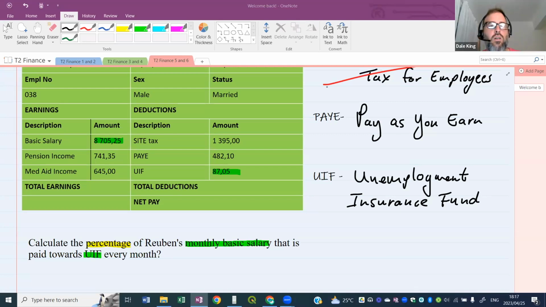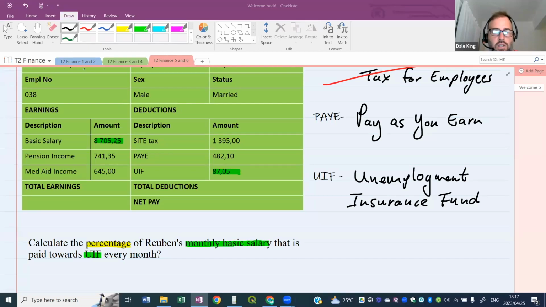Hi, Phyllis. We are working on a salary slip, but we're focusing on personal taxes, building up towards income tax tables at the end of this week. So at the moment, the first question is look at the salary slip and work out the percentage of Ruben's monthly salary that is paid towards UIF. There, Sonia's smiling because she knows. 1%, very good.